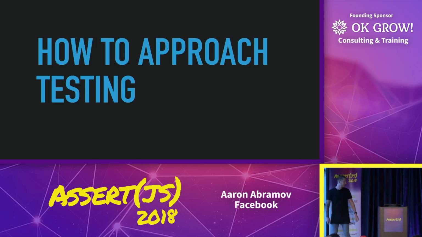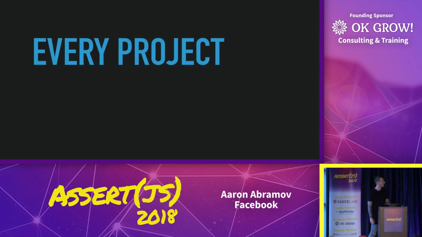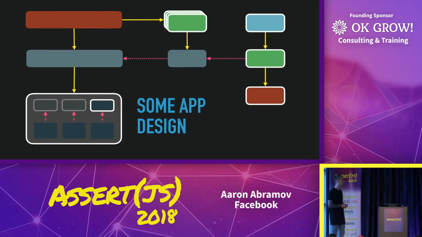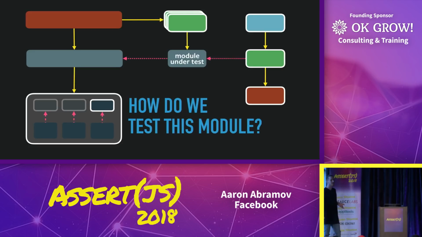So how do you approach testing? Every time you start a new application, you join a new project, and you write some code, it's different every time. Every project is different. Whatever worked for you in the previous project might not necessarily work on the project you are currently working on. So imagine this application structure. It's an application that has different modules and different types of components. You joined the team, you wrote your first feature, you created a JavaScript file, and you want to test it. How do you test this module?